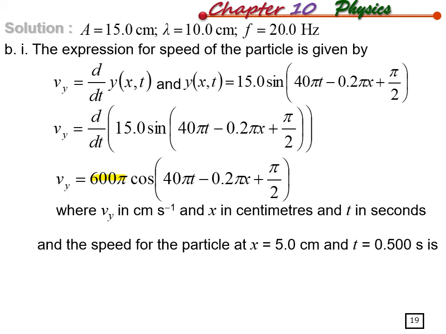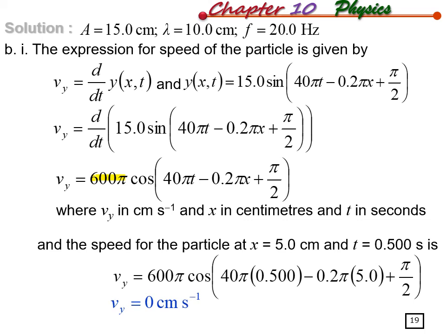Once you have the equation, replace in the values. You're given x is 5 and t is 0.5. So replace in the values, and the final answer you end up with is 0 centimeter per second.